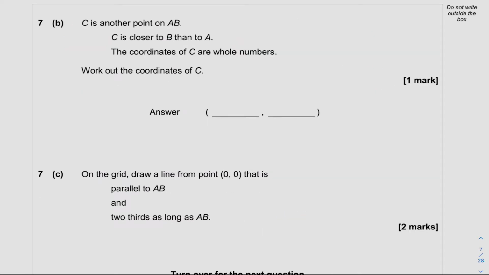So for part B, with question 7, we are told C is another point on the line AB. C is closer to B than A, and the coordinates of C are whole numbers. Work out the coordinates of C. So the key points are C, the coordinates are whole numbers, and it's closer to B than A.